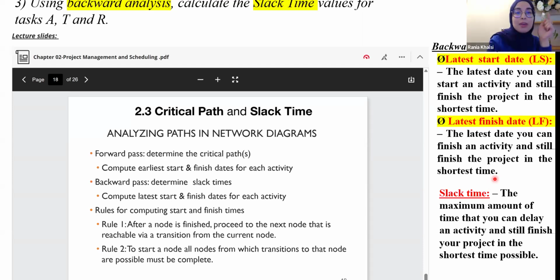What is the slack time? It is the maximum amount of time that you can delay an activity and still finish your project in the shortest time possible, okay?